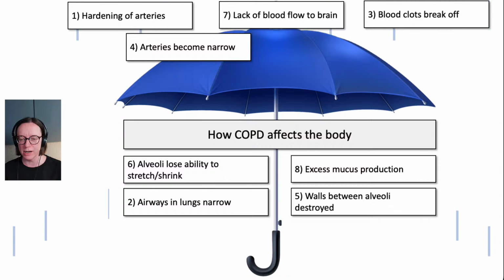The ones above the umbrella, so the ones that don't fit underneath, hardening of arteries, lack of blood flow to the brain, blood clot breaks off, arteries become narrow. They are all linked to stroke, which we've just talked about.